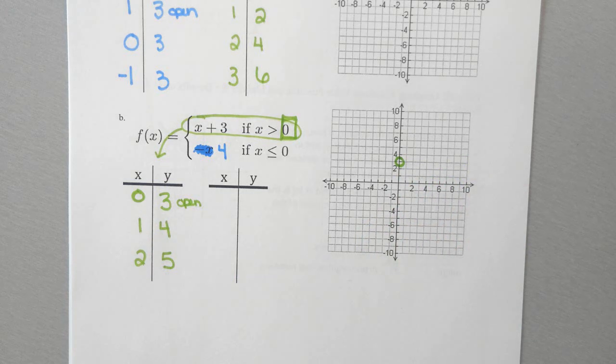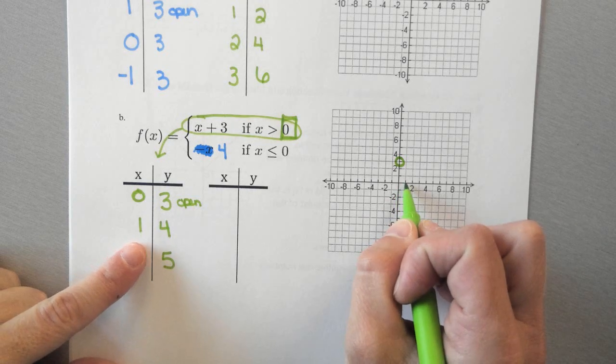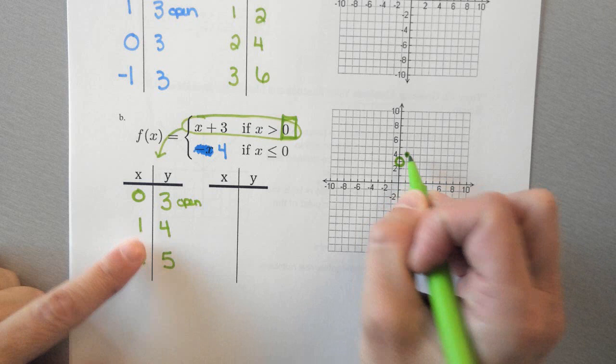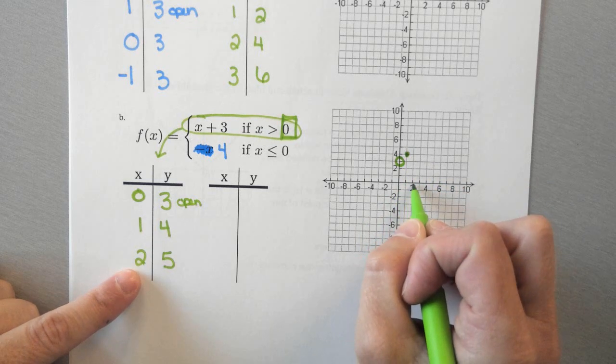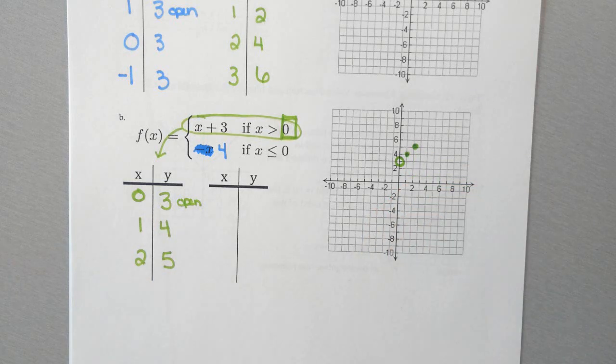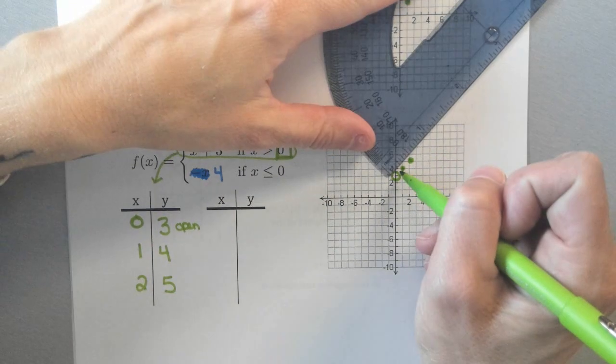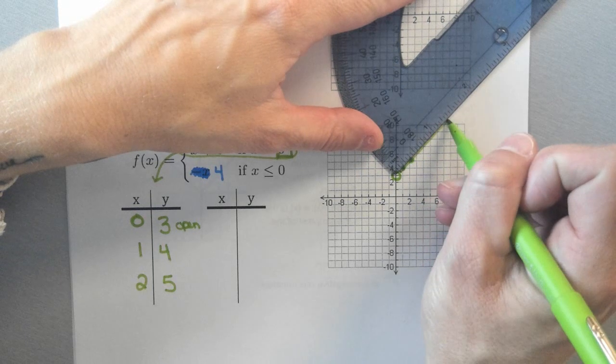Make me an open donut. Over 1, up 4 for the next point. Over 2, up 5. Does your graph match mine? So this time, if I use my laser pointer analogy, I'm starting here and I'm going this way.